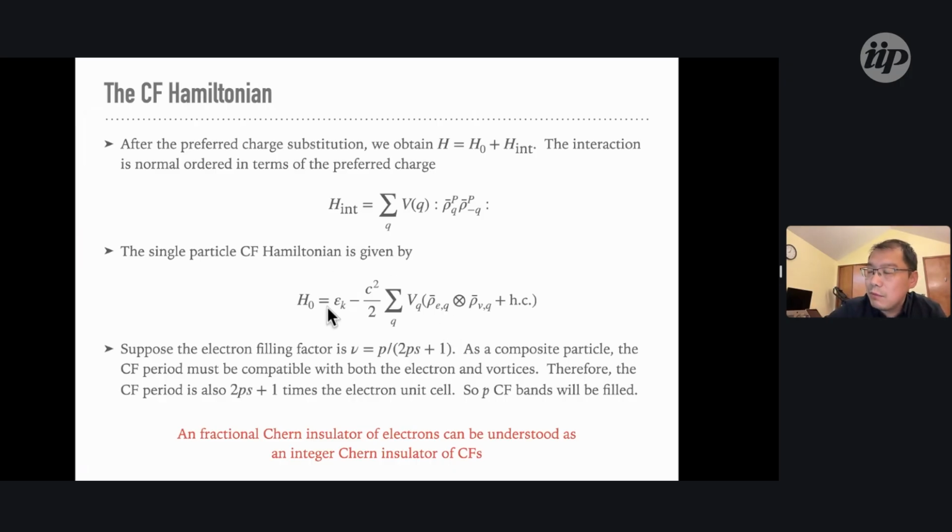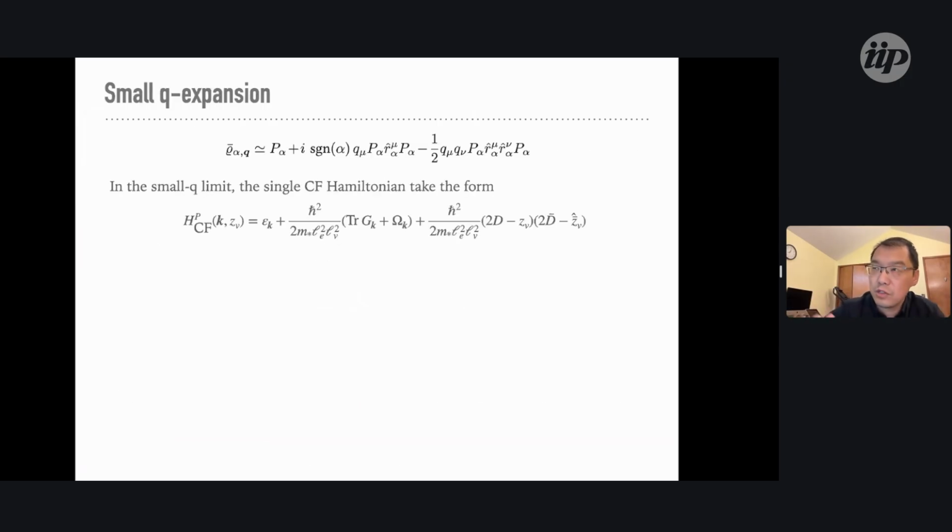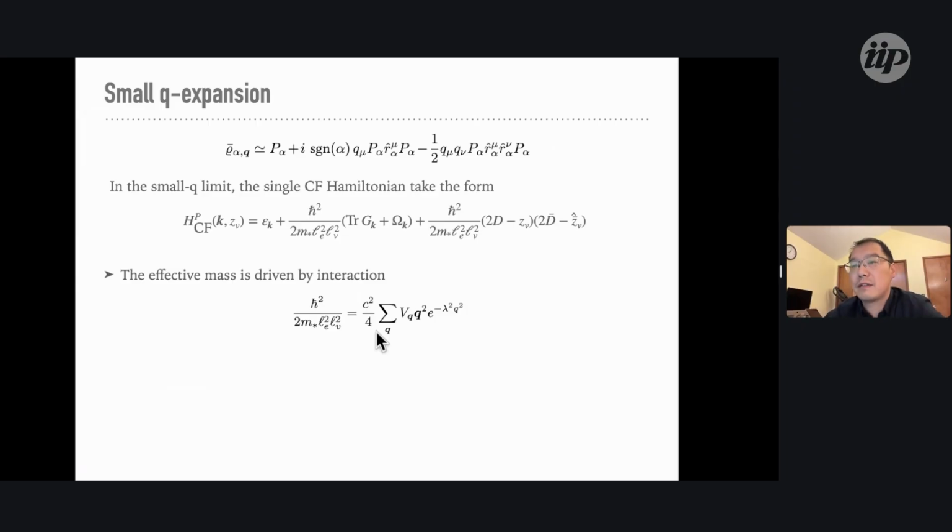Okay, but the Hamiltonian in this form can already be calculated, but it's very opaque. Let's look at a small q expansion, then we can flesh out the physics in there. Basically, when you have this density operator in a small q expansion, we're going to expand to the second order in q. Then the single particle CF Hamiltonian takes this form. I will explain this to you one by one. When you look at this single particle Hamiltonian, the first thing to see is there's an effective mass. The effective mass is entirely driven by the interaction.